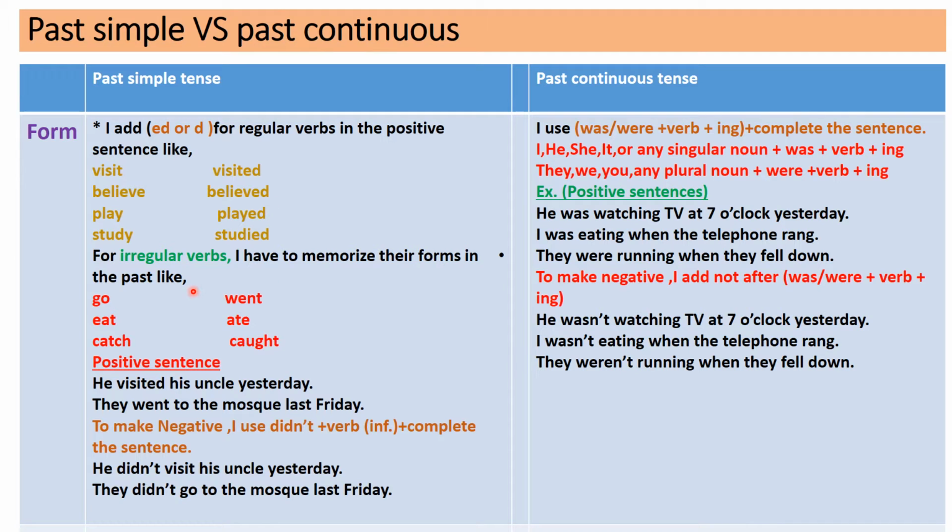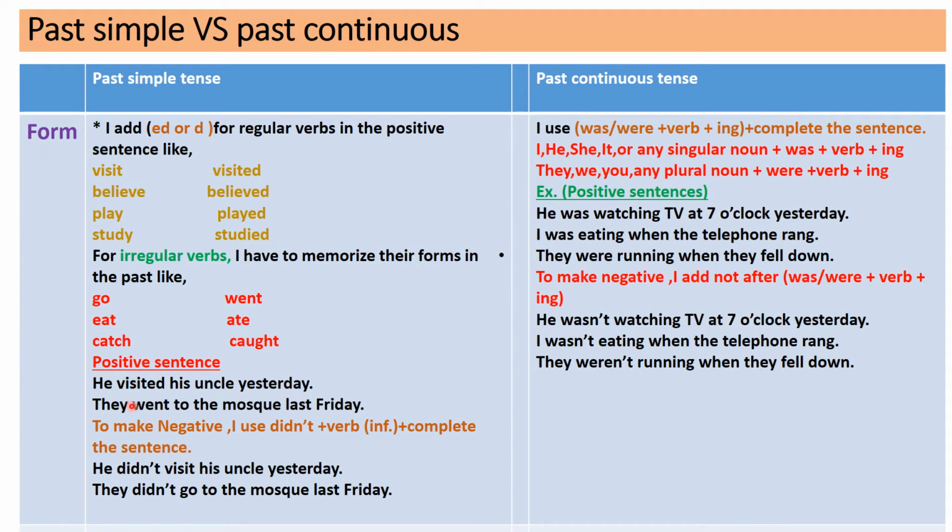And we have some irregular verbs. They have completely different forms. So I have to memorize their forms in the past. For example, go, the past is went. Eat, ate. Catch, caught.